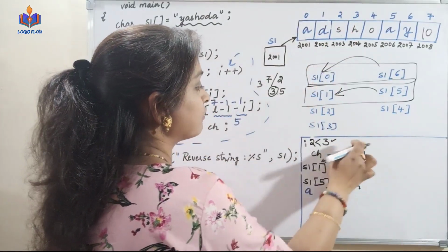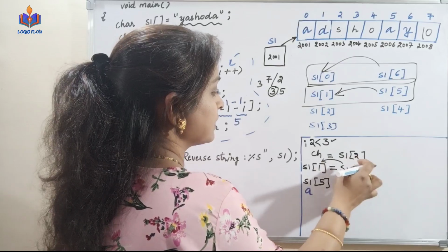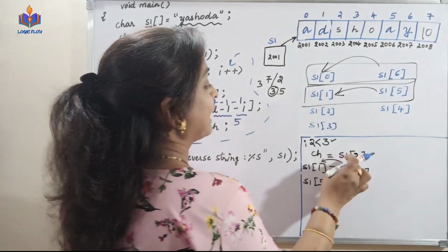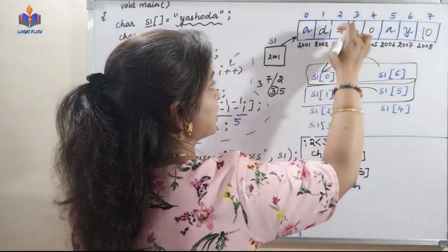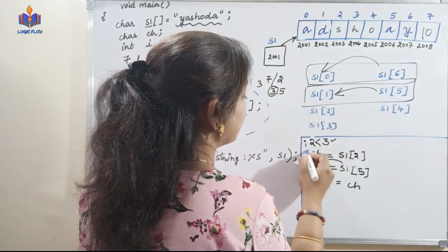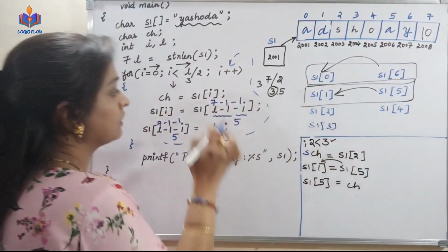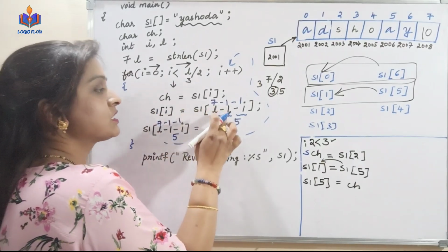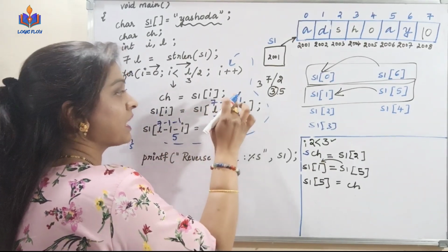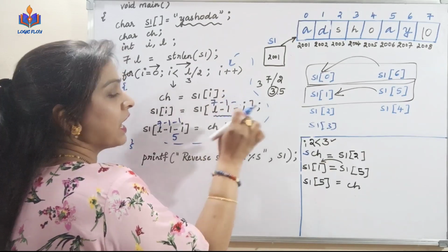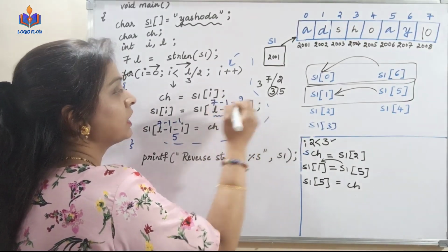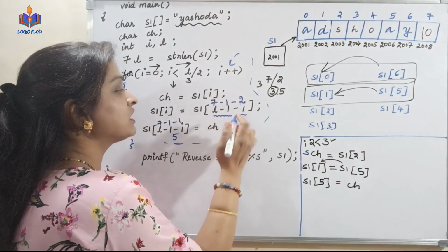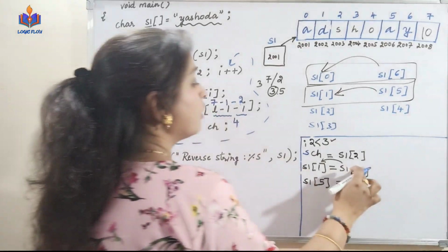Now CH value, let me erase all these things. So CH value, what am I going to get? The value that I have in S1 of 2. That will be stored in CH. Then come to this point. S1 of I equal to S1 of length minus 1 minus I. So it is 7 minus 1 minus I value means how much? 2. 7 minus 1 it is 6. 6 minus 2 it is how much? It is 4.